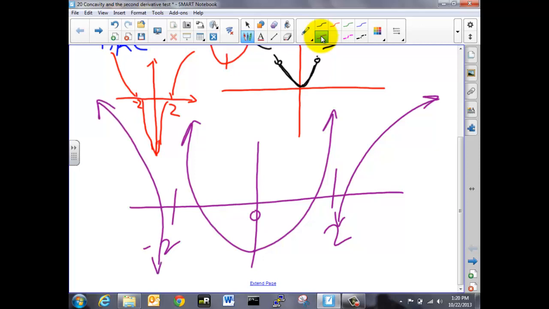Now, does that purple graph there, does it meet all the criteria? Is the derivative negative here? It's undefined. Is the derivative negative here? And then it becomes... Okay, now, all right. And now's where we start getting confused here.